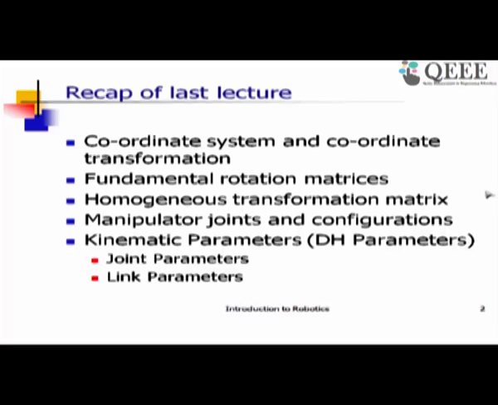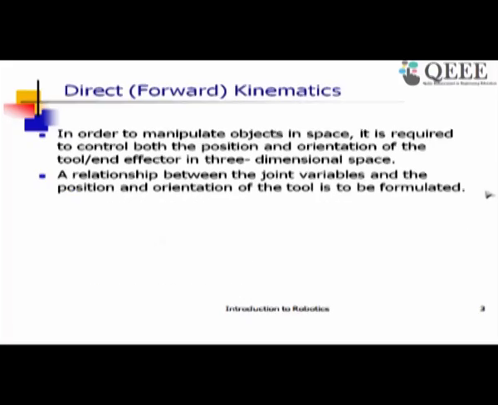We found that the joint parameters, joint angle and joint distance, and the link parameters, link length and link twist angle, completely define the configuration. If you have an n degree of freedom manipulator, we get n joint and link parameters, or the kinematic parameters, which can be used for developing the forward kinematic relationship. That was what we discussed in the last class. So today we will take this forward and talk about formulating the forward kinematics for a manipulator.